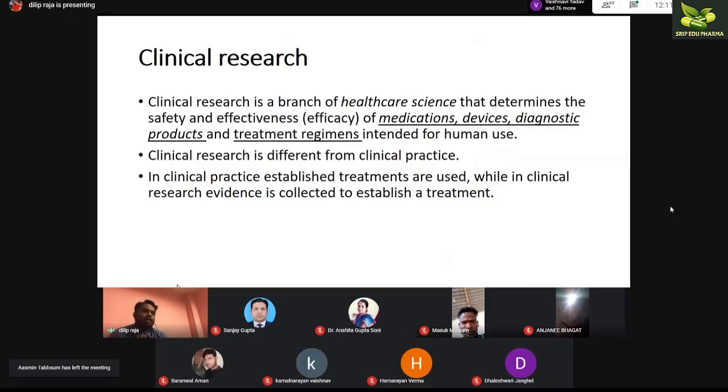Next, let me explain clinical research. Clinical research is a branch of healthcare science that determines the safety and effectiveness of medications, devices, diagnostic products, and treatment regimens intended for human use. Clinical research is different from clinical practice, so don't get confused between them. In clinical practice, we are using established treatments. But in clinical research, we have to collect the evidence to establish a treatment. Doing research to establish a treatment protocol is called clinical research. Using the established treatment is called clinical practice.